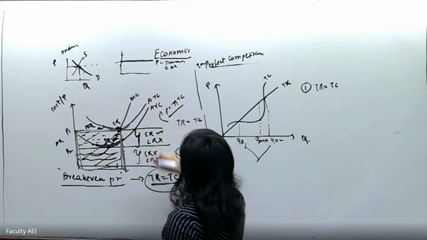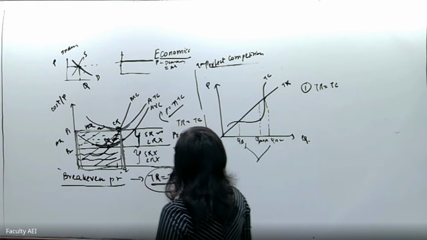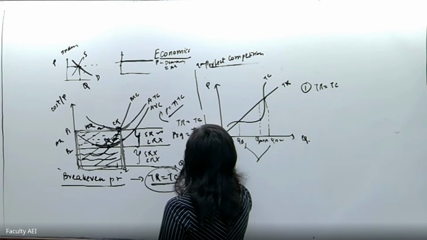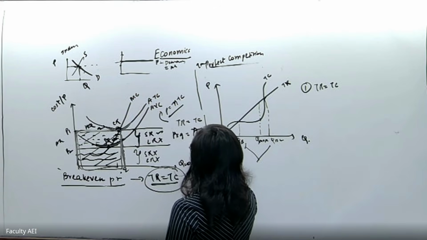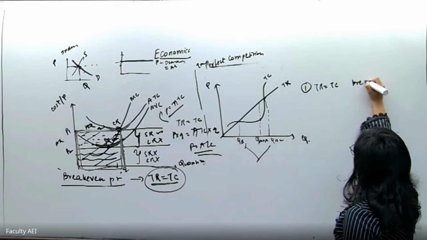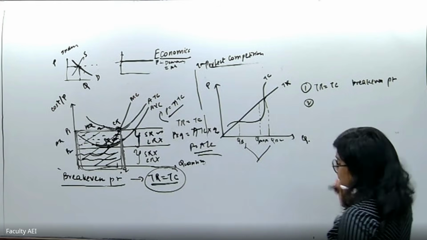But why can I write price equal to average total cost? Because what is total revenue? Price and quantity in this case. And what is total cost? Average total cost times quantity. So I can also write price equal to average total cost. So this is the break-even point, whether under the short run or the long run.